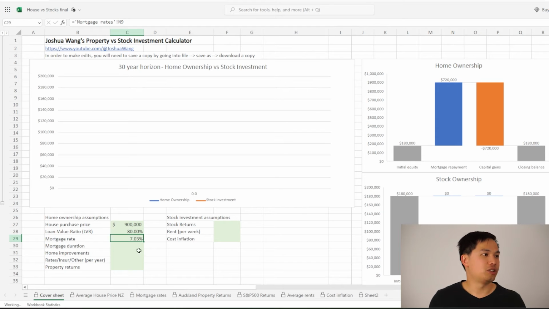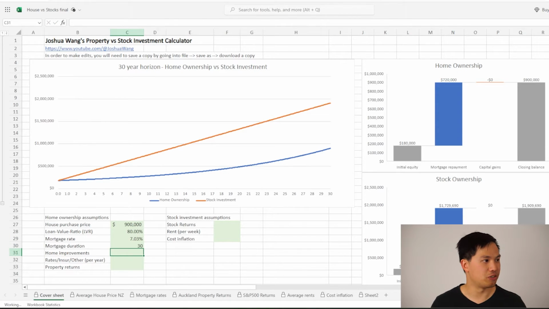All right, for the mortgage duration, I'm going to use 30 years because that is the typical mortgage duration. You can play around with a shorter duration, but we'll get to that a little later.